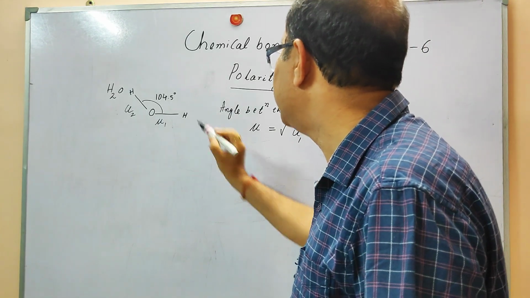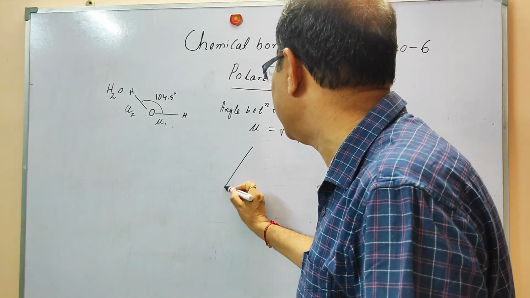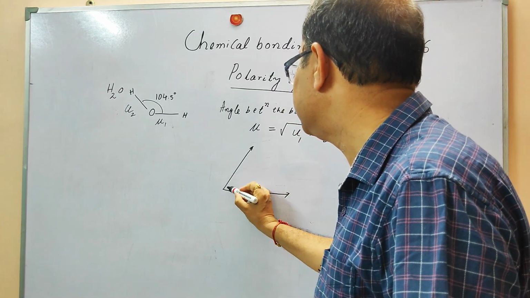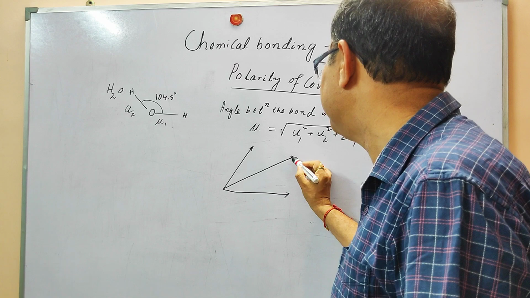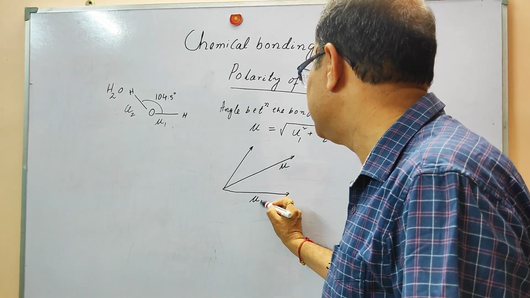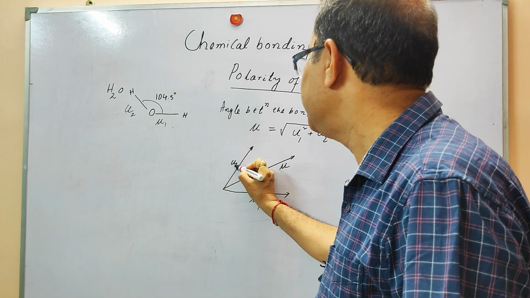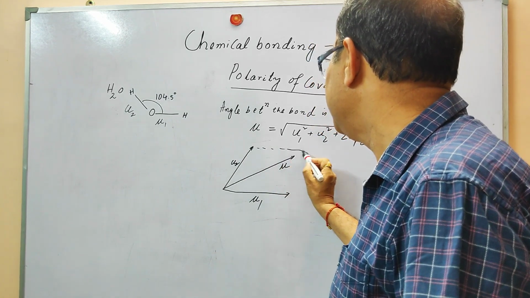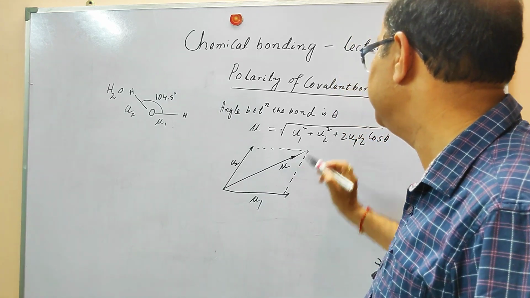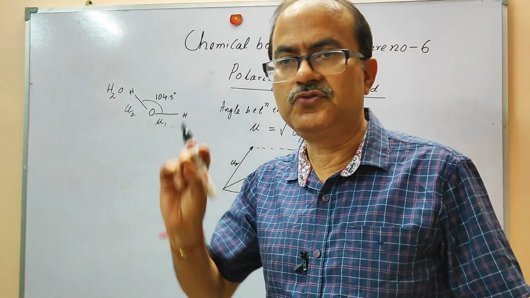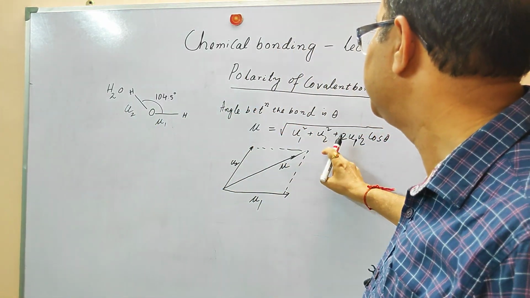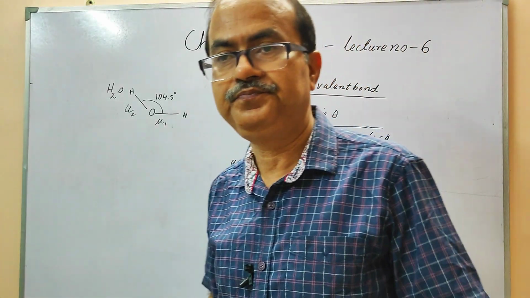And this dipole moment can be represented by the parallelogram law. In this case we will observe this is the resultant dipole moment, and this is one bond dipole moment and the other bond dipole moment, and you will get the resultant of these dipole moments by this and with this equation. If you know the dipole moments, then you have to put them in and you will get this.